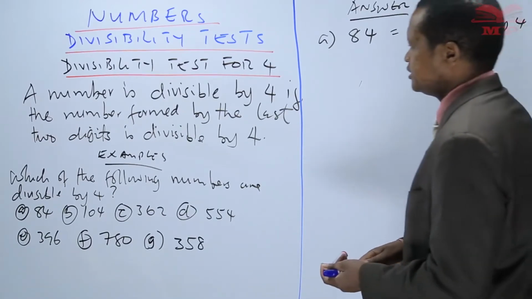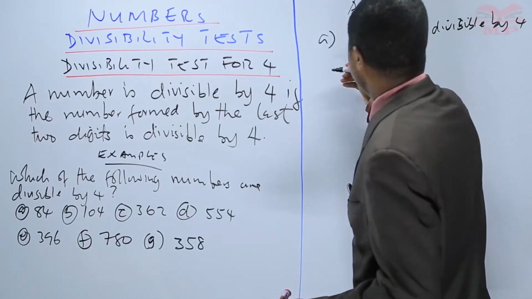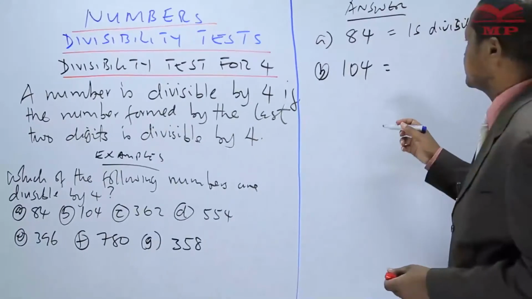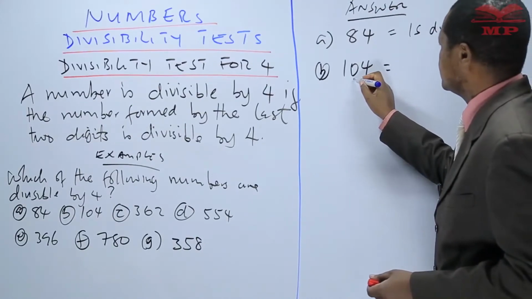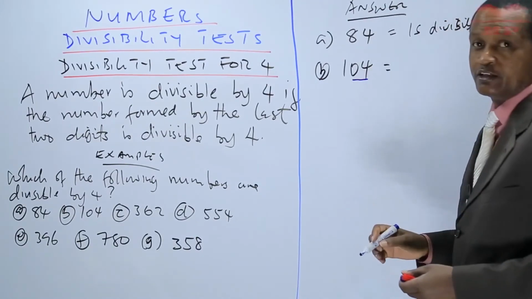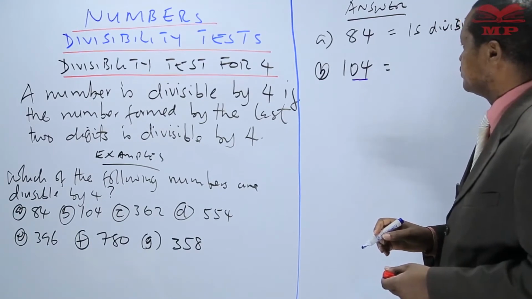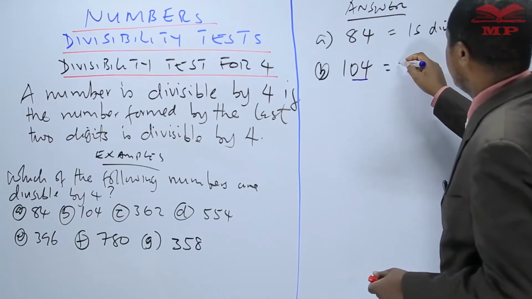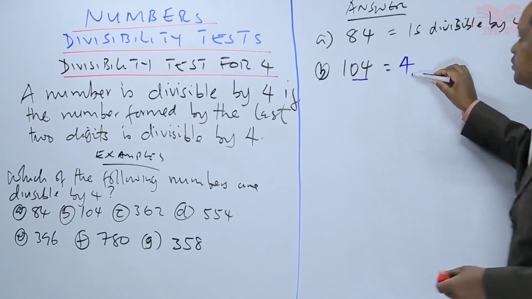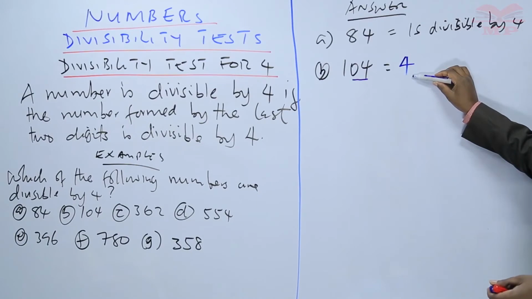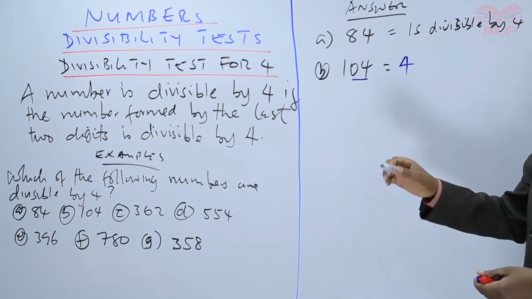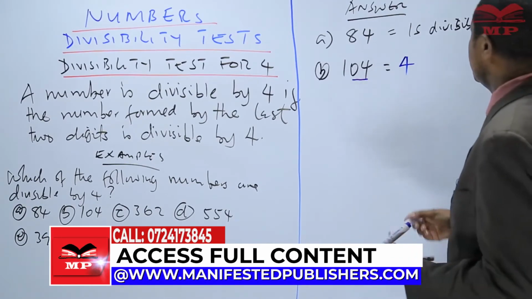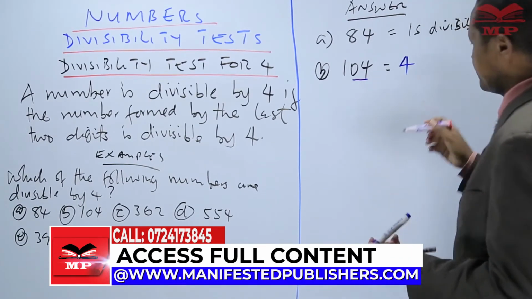The next number is B, 104. The last 2 digits are 0 and 4. So the number formed by the last 2 digits is 4. And this 4 is divisible by 4 because 4 divided by 4 is equal to 1. There is no remainder. So this number is divisible by 4.